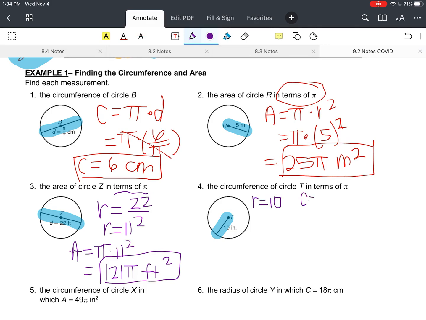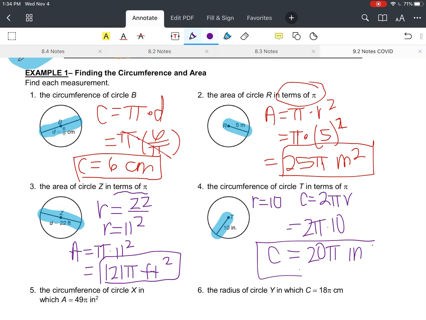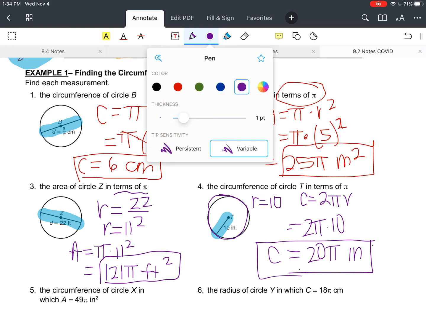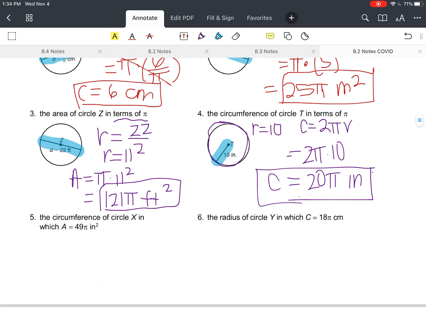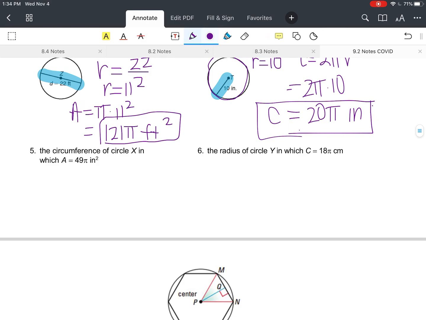Number 4 asks me for the circumference in terms of pi. They told me the radius is 10. So I'm going to use the circumference formula that involves radius, which is 2 pi r. So I'm going to do 2 times pi times 10. 2 times 10 is 20, so it's going to be 20 pi inches squared. Oop, not inches squared, my bad. Common mistake that you shouldn't make. It's just inches because this is circumference, the distance around the outside. So it's the length all the way around here.